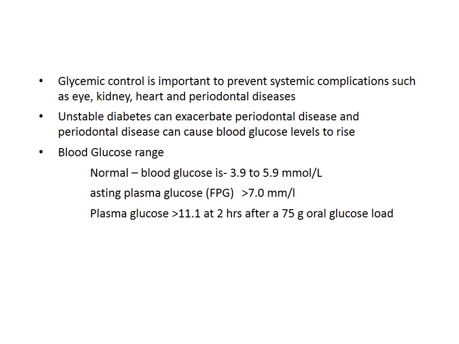So what we will be discussing now is the blood glucose range. The normal range, this is for children, is 3.9 to 5.9 millimoles per liter. Diabetes is indicated by a fasting plasma glucose of more than 7 millimoles per liter, while plasma glucose of more than 11.1 at 2 hours after a 75 gram oral glucose load.